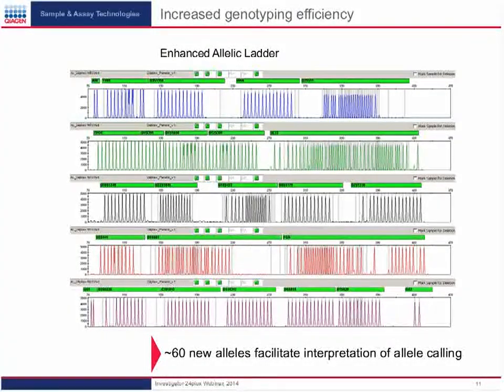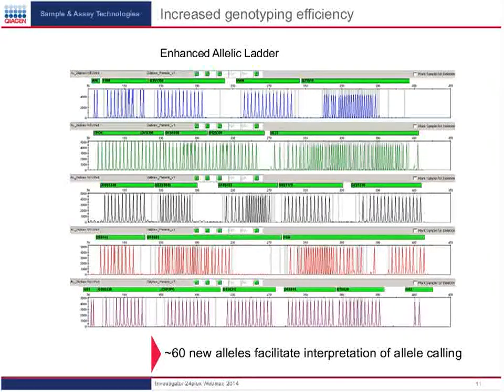Here I show you the allelic ladder of the 24-plex. In comparison to existing kits like ESSplex SE or IDplex, the allelic ladder of the 24-plex will contain about 60 additional alleles that will facilitate the interpretation of allele calling. So what does it mean to the routine analyst?